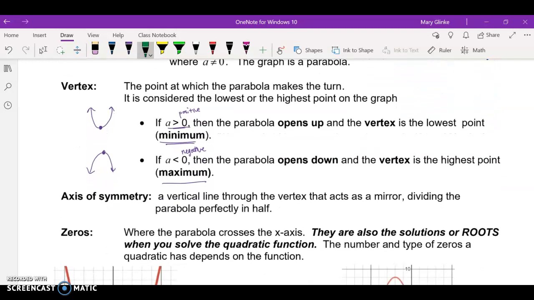The axis of symmetry is going to be a vertical line that goes through the vertex. It's always going to go through the vertex, and your parabola will be symmetrical on both sides. Your axis of symmetry, since it's a line, is always going to be at x equals some number because it is vertical. And so if you know what coordinate your vertex is at, it's always going to be the x value of your vertex. That will be x equals that number for your axis of symmetry.